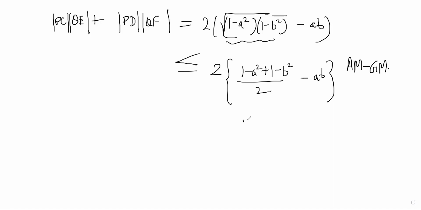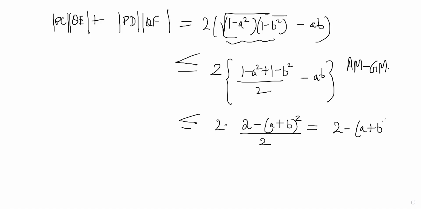So if you simplify this, this becomes 2 minus a plus b whole square by 2 multiplied by 2. So that is equal to 2 minus a plus b whole square. And since a plus b whole square will always be positive, this is less than 2. So that was what we wanted to prove. It is not possible for a to be equal to b. Since it is not possible for a to be equal to b, here in this question, we have a strict inequality less than 2, right?